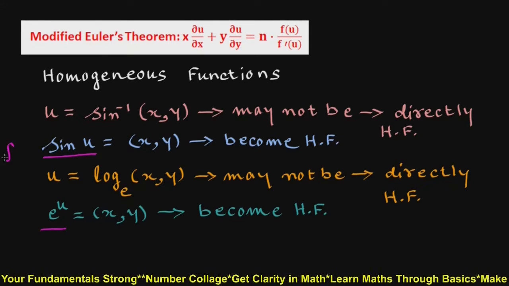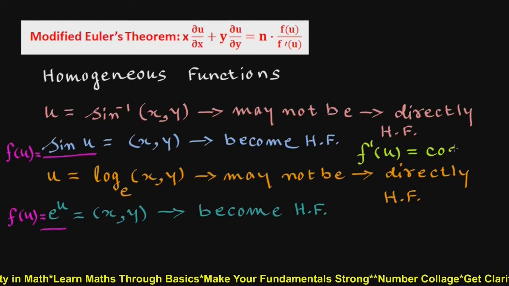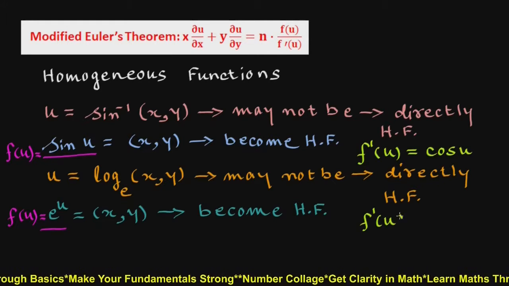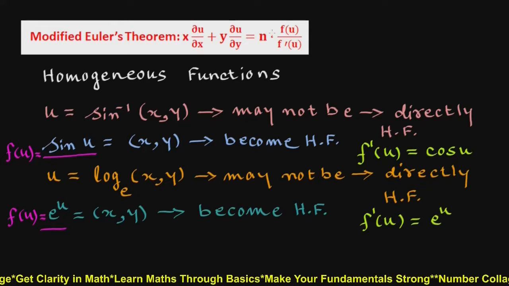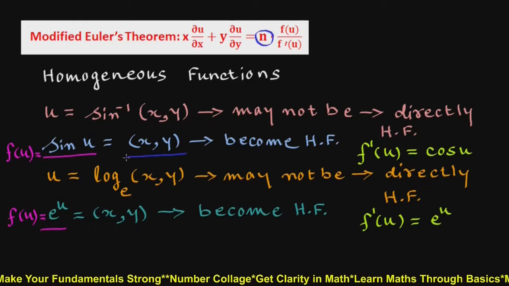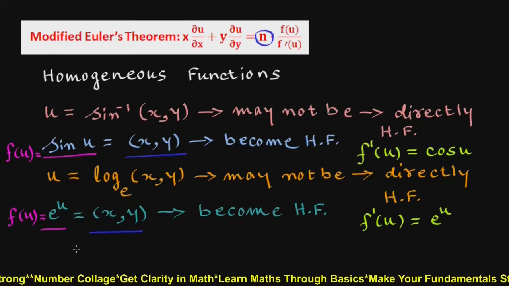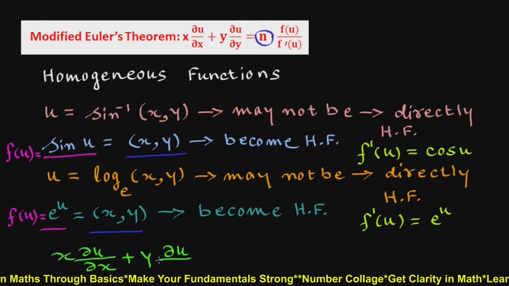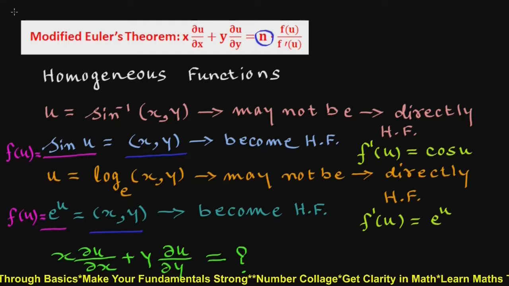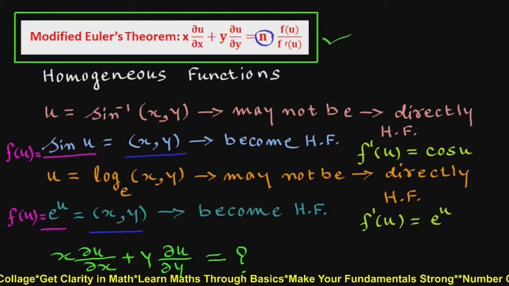as f(u), whose derivatives f'(u) will be cos u, or f'(u) = e^u, and then by knowing the degree n of this homogeneous function, we can find the value of x ∂u/∂x + y ∂u/∂y by using this modified Euler's theorem. Let us see how.